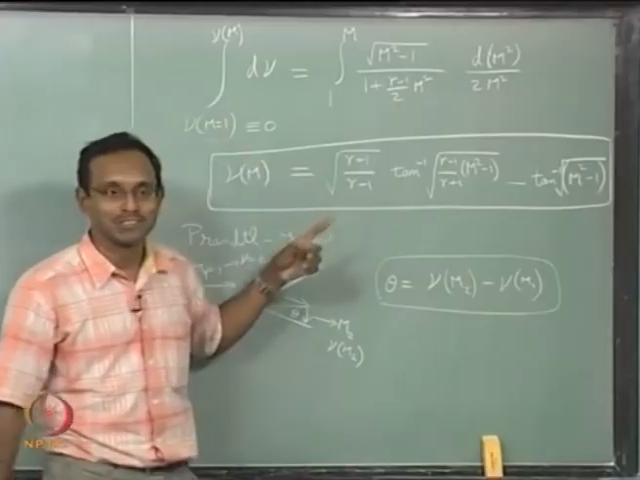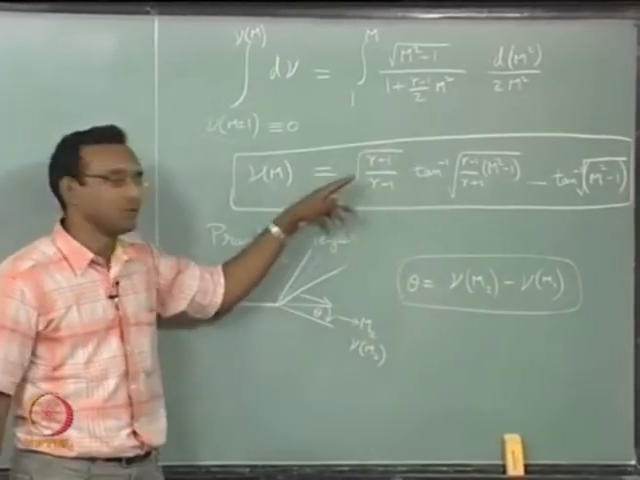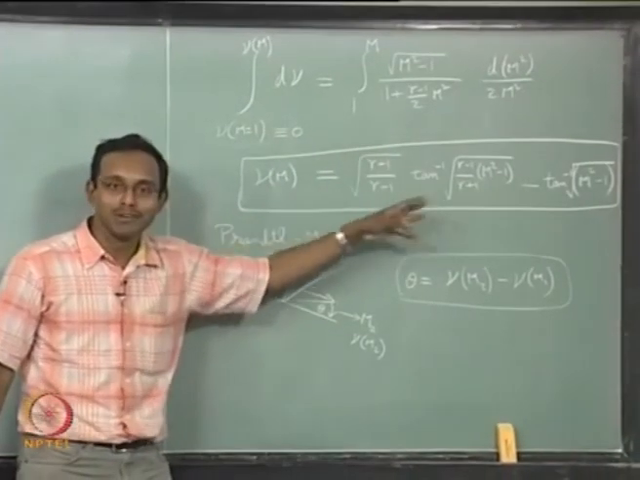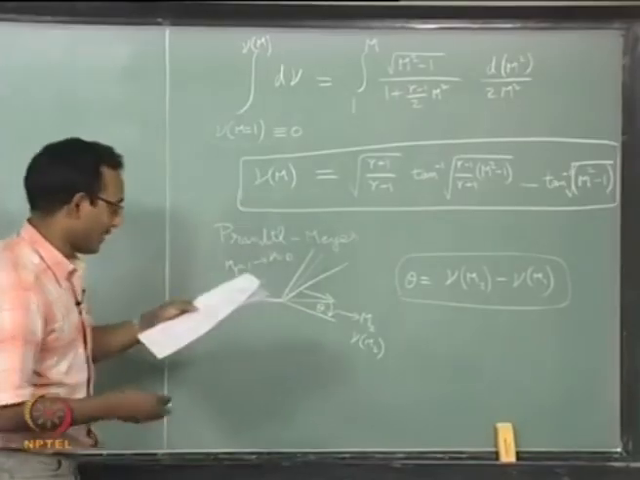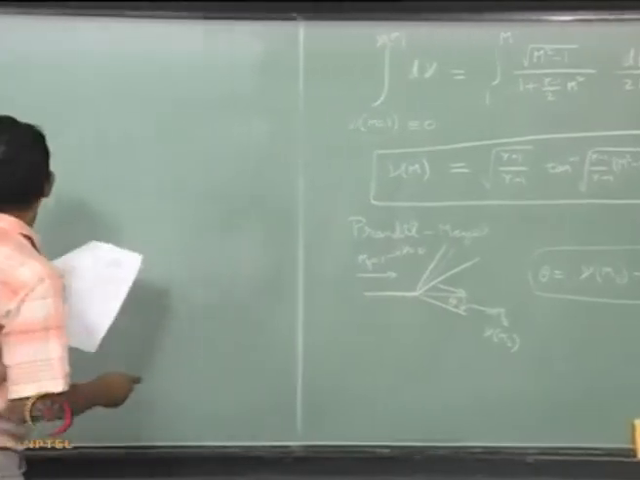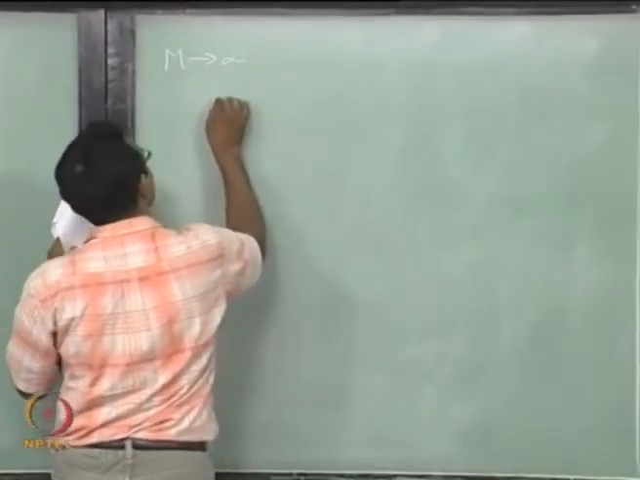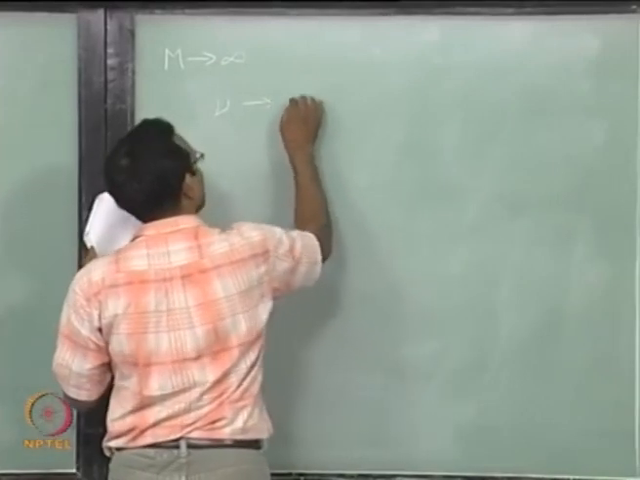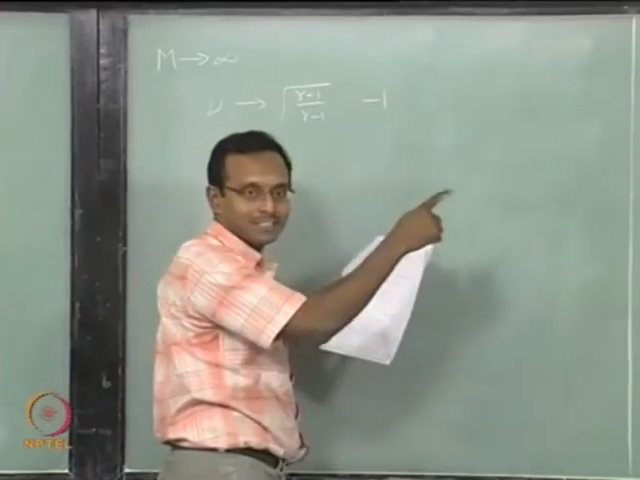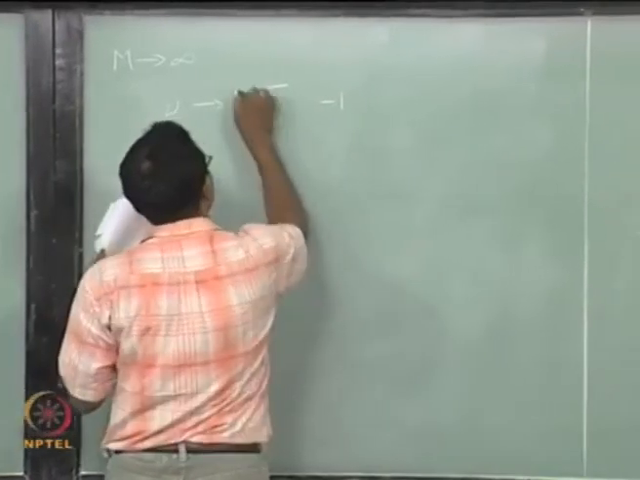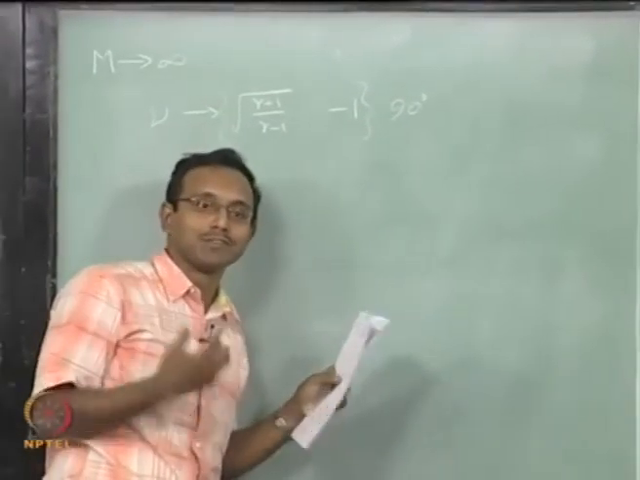You guys just get used to this number. Now I have square root of that, so it is going to come to some particular number, it will be 2.236 multiplied by pi by 2, which I have to convert to 90 degrees. What will that number be? Let us say I am going to write that for M tending to infinity, ν tends to square root of (gamma plus 1) by (gamma minus 1) minus 1. Remember that there is a minus pi by 2 there. This whole thing multiplied by 90 degrees. I have converted it from radians to degrees now.